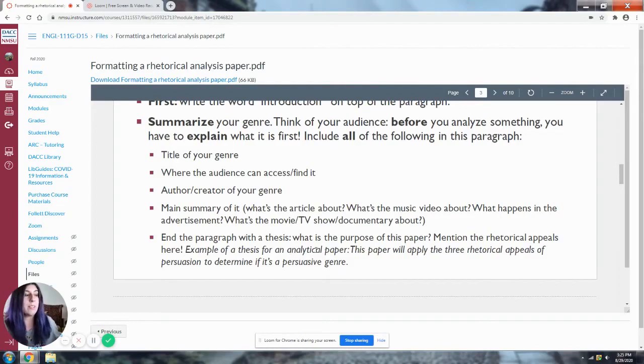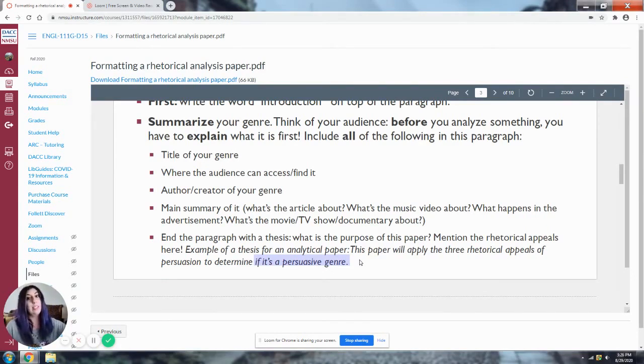So here's an example of a thesis for an analytical paper. This paper will apply the 3 rhetorical appeals of persuasion to determine if it's a persuasive genre. That's you telling the audience what type of paper it is. It's going to apply the rhetorical appeals. You may even want to say analyze instead, so they know what type of essay genre it is. They know that the rest of the paper is going to examine those rhetorical appeals of persuasion in more detail. And it kind of doesn't spoil whether it's persuasive or not, so the audience gets to find out.